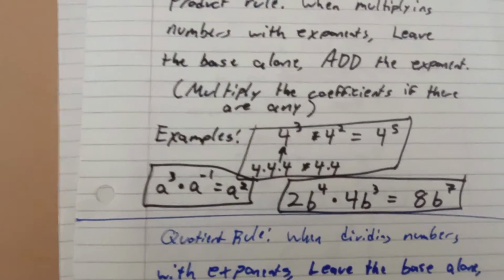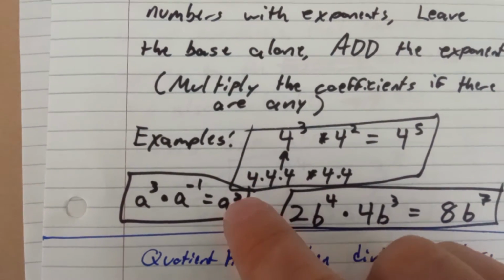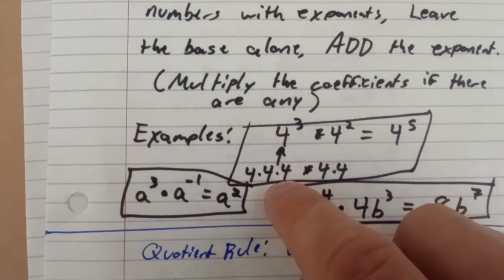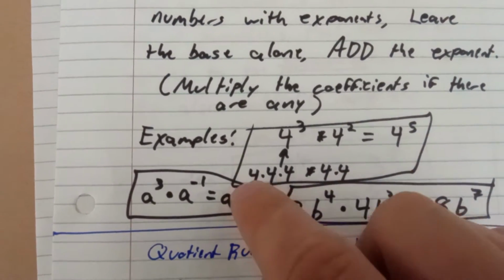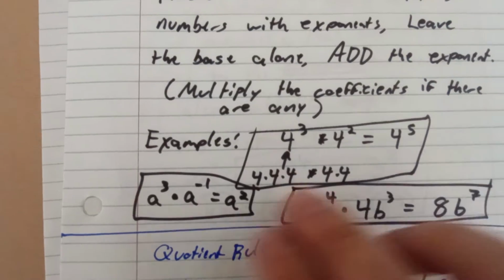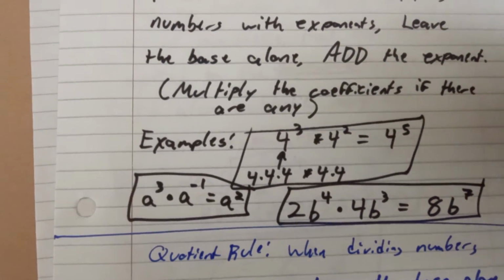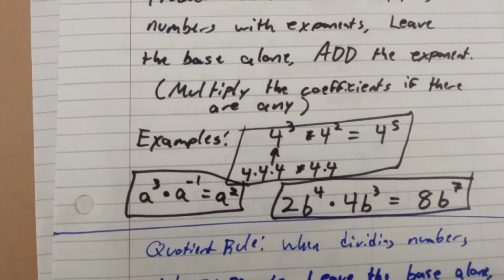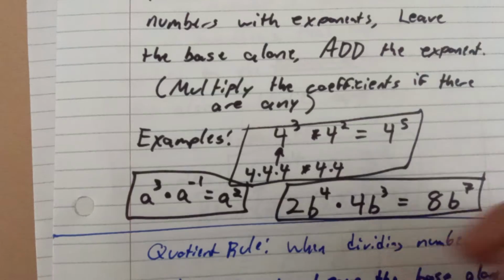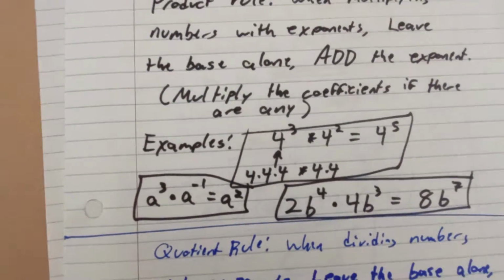Now, the reason it's going to be 4 to the fifth is if you write out 4 to the third power, you get 4 times 4 times 4. If you were to write out 4 to the second power, you would get 4 times 4. That is a total of 5 4s that are all being multiplied together. That is why when you are multiplying two numbers of the same base with different exponents, you would simply add them together, which would be the same if they were the same exponent too.